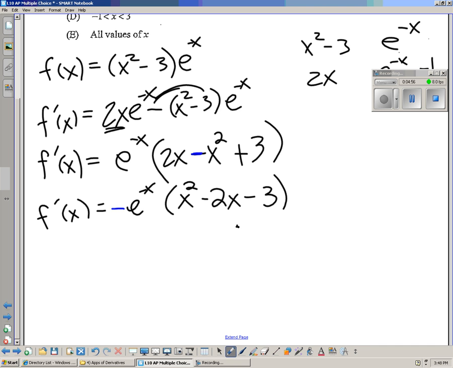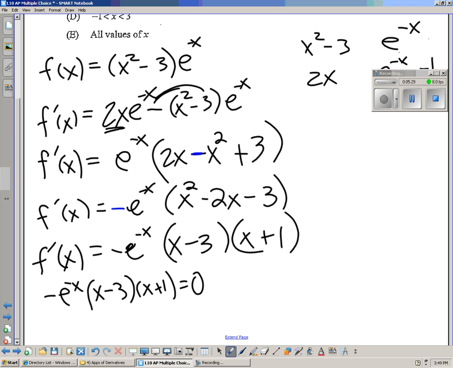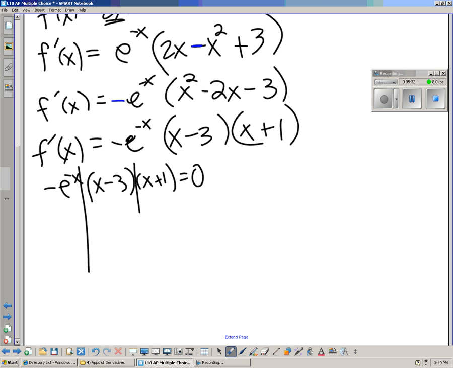And now we have a nice, very factorable trinomial with a leading coefficient that is positive. So f prime of x is negative e to the negative x times x minus 3, x plus 1. Sorry, getting ahead of myself. If we set this equal to 0, negative e to the negative x, e to any power can never be 0, so this has no solutions.